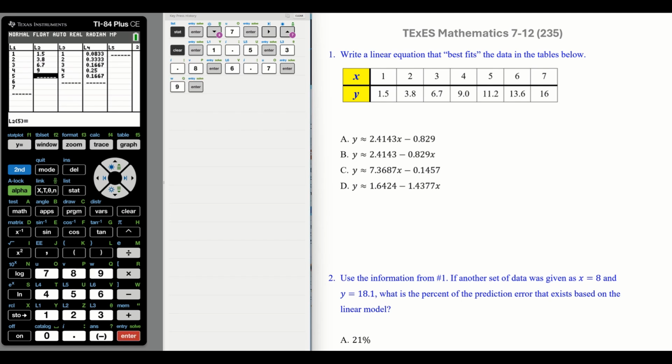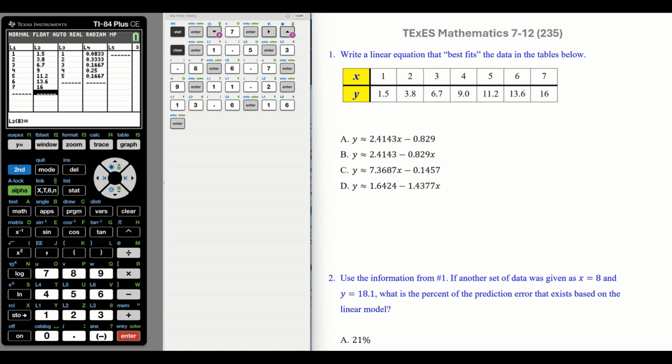And 9, enter. 11.2, 13.6, enter. Am I getting this in right? Let's see. Yep. Okay. And they end even, so that's one clue. Yes, looks okay. All right, now the next thing we need to do is back out.